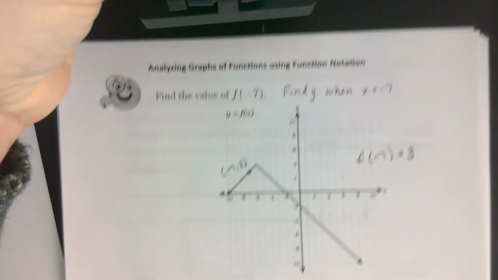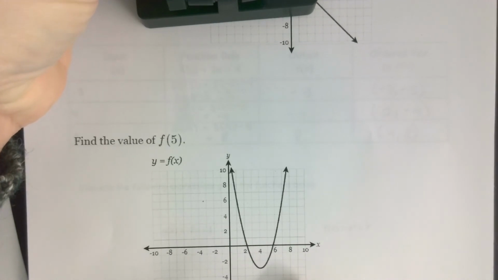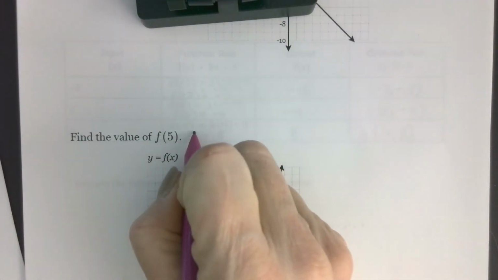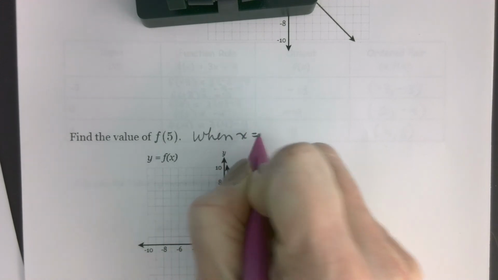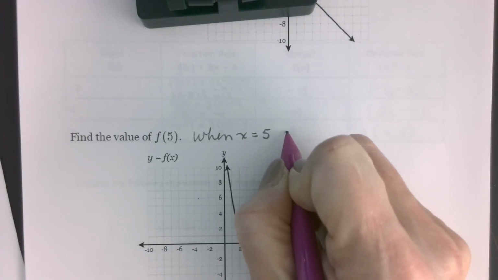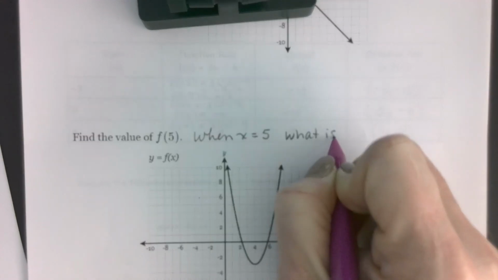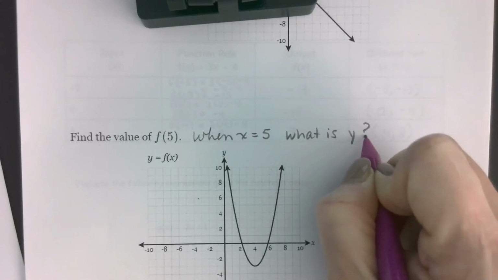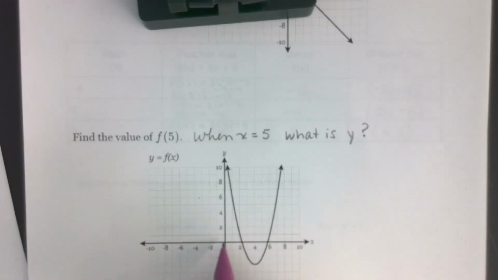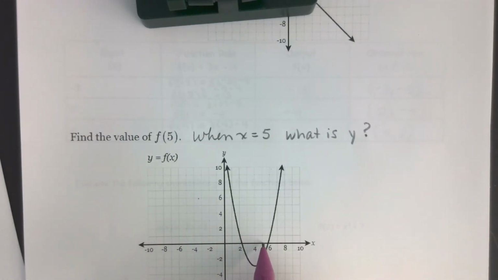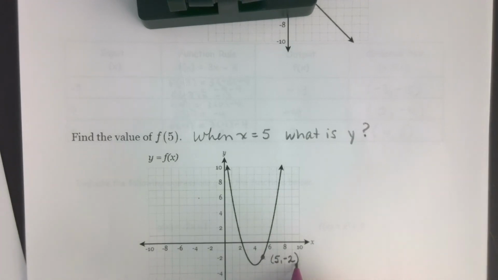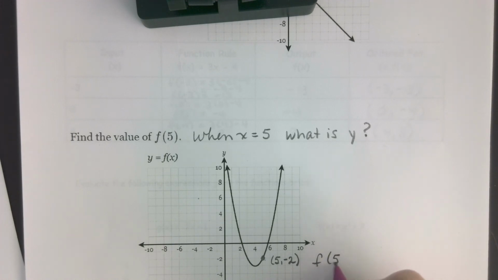Okay, for the next graph, we want to find the value of f of 5. So that says when x is 5, what is y? So we go on our graph on the x-axis to where our x value is 5, find the corresponding y value. This point here is a y value of negative 2. The coordinates of this point are 5, negative 2. So f of 5 is negative 2.